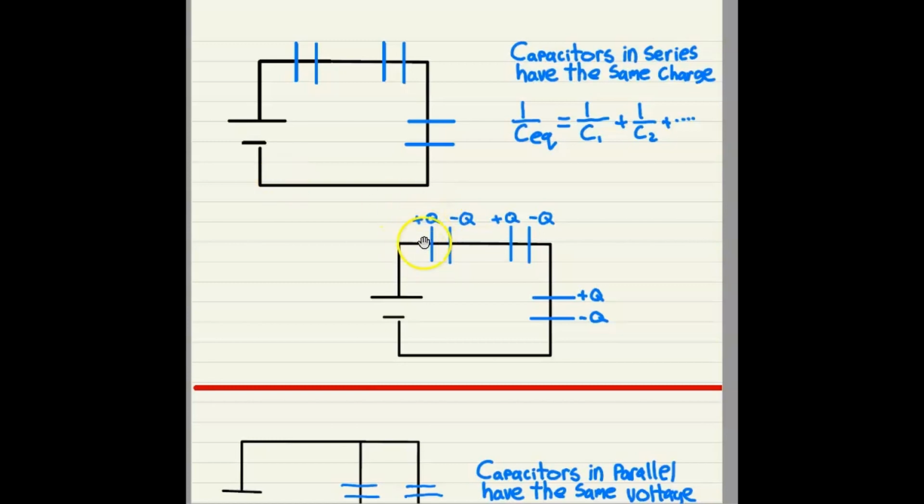And so all of these charges, this plus Q, and this plus Q, they're equal. And this negative Q and this negative Q and this negative Q is equal, and the magnitude of plus Q is equal to the magnitude of negative Q. So capacitors in series have the same charge.